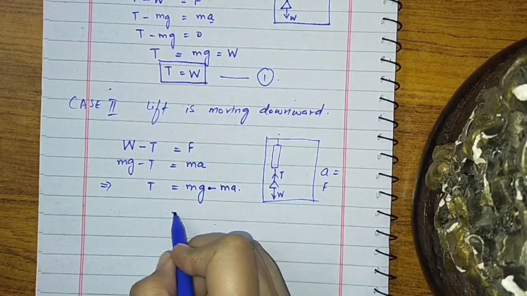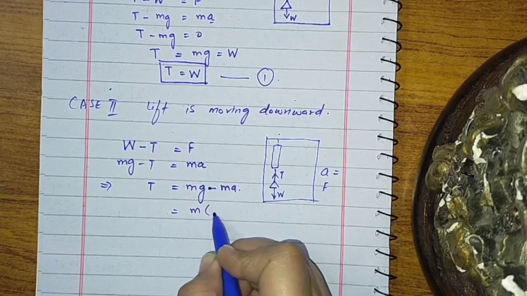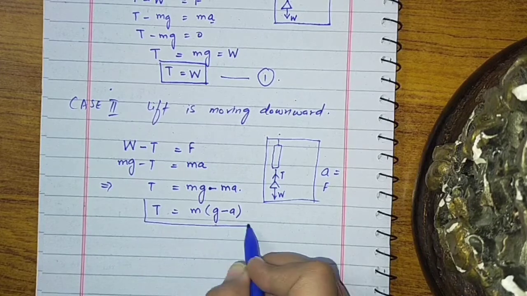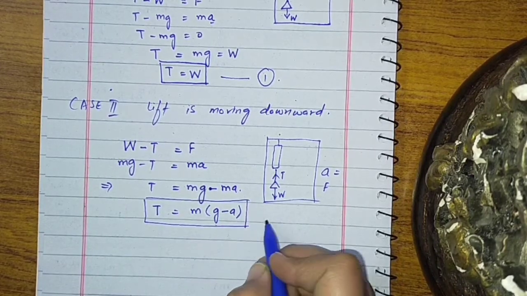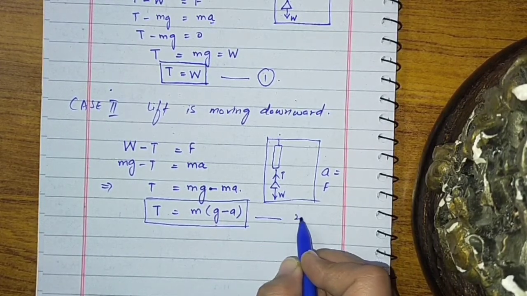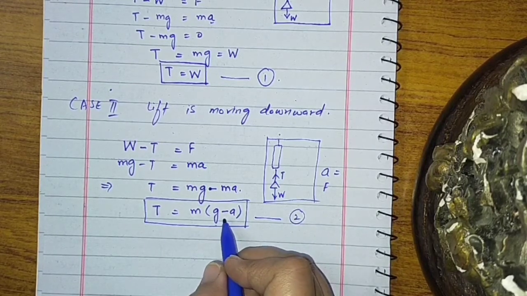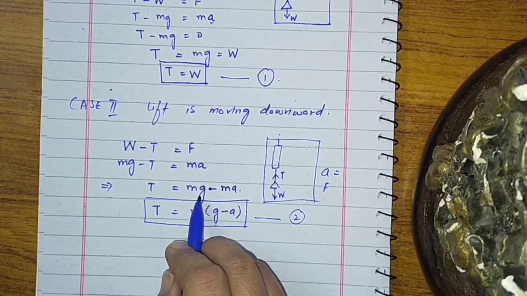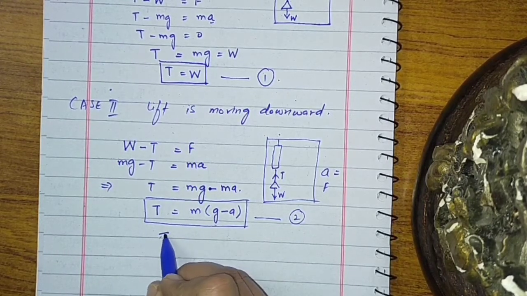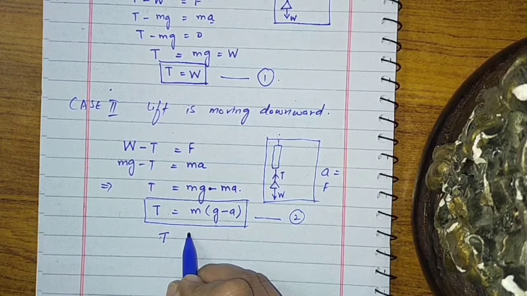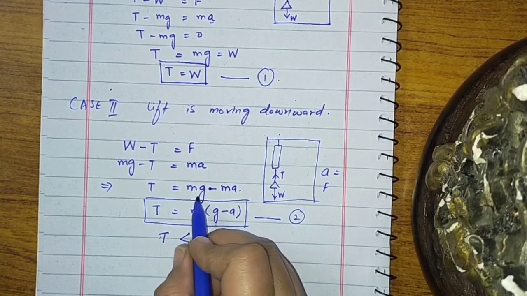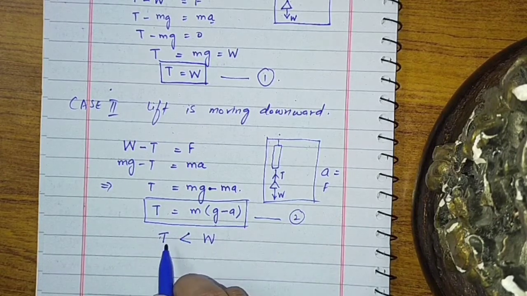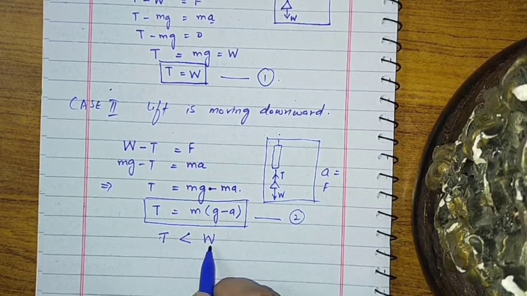We can also simplify it as m can be taken as constant, g minus a. This will be the equation of the tension for the case that the lift is moving downward. This is our second result, and this result shows that the apparent weight will be less than the real weight. Here in this case, the apparent weight is less than the real weight, because you can see that W minus ma gives the value of the tension. So the apparent weight will be less than the real weight.